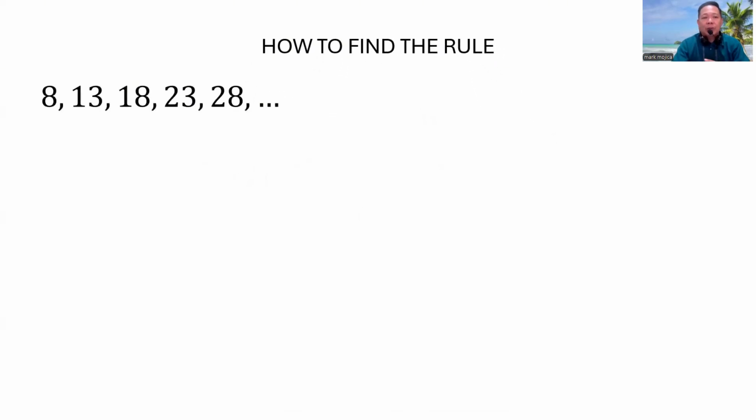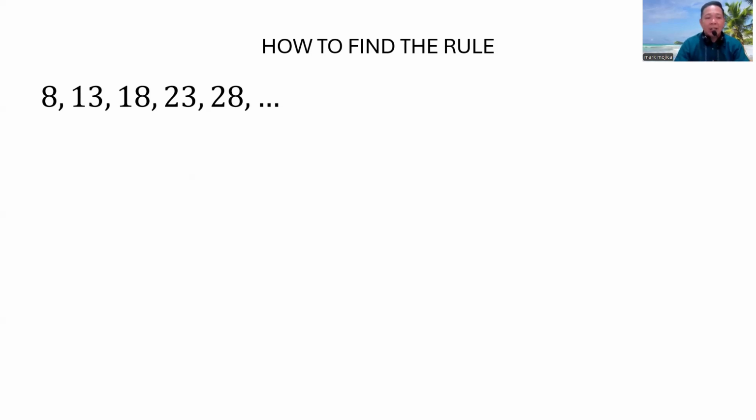So for example, we have a sequence of 8, 13, 18, 23, 28. So this is actually a pattern of sequence. Okay? So this sequence is a unique one. Why? Because if you try to analyze yung 13, yung 8, 18, 23, somewhat parang pareho sila. Okay? But first, let's try to discuss about the terms.